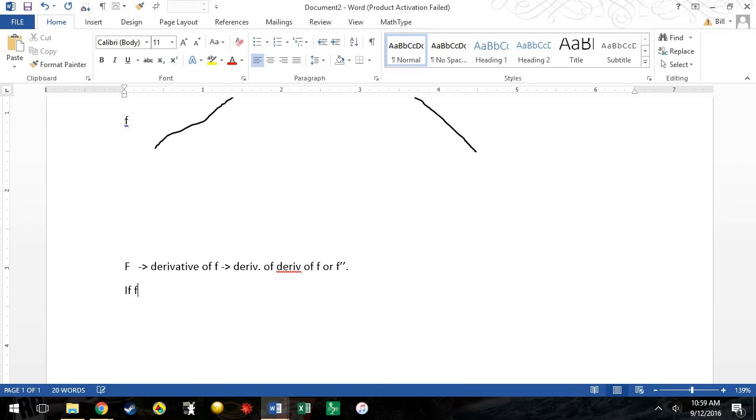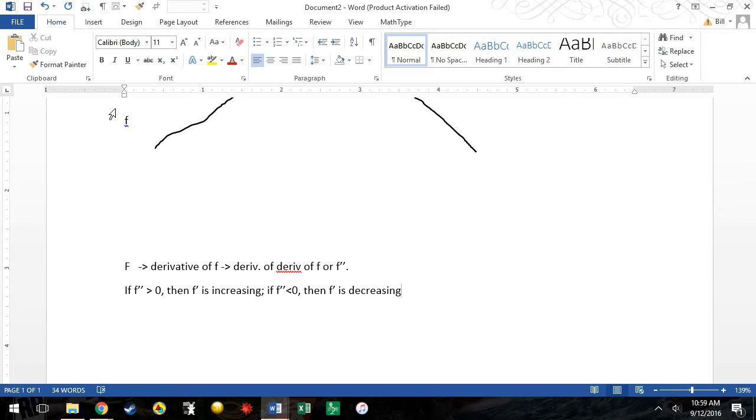If f double prime is greater than 0, then f prime is increasing. If f double prime is less than 0, then f prime is decreasing. This is what we already know. This is what it means to be a derivative in some sense. If a derivative is positive, the function it comes from is going up, and if a derivative is negative, the function it's coming from is going down. But I want to think about what this would mean in terms of what f itself looks like.